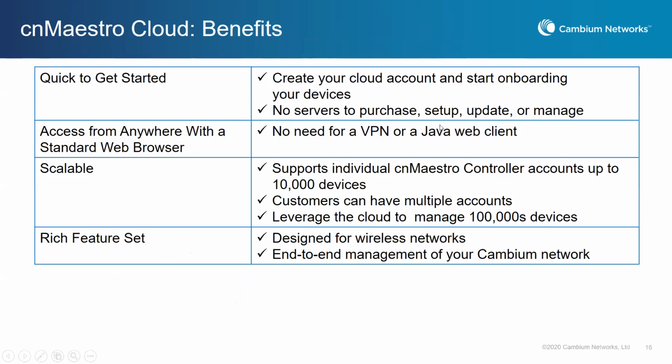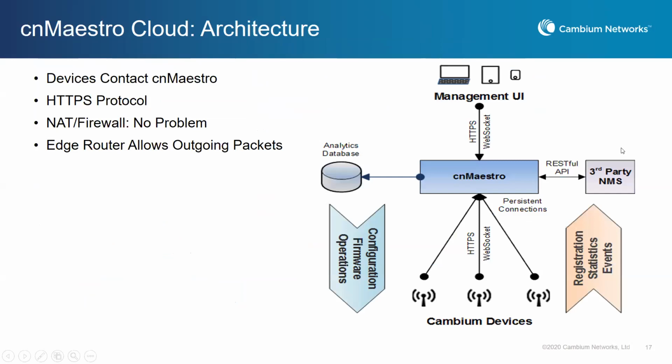CN Maestro has quite a number of benefits. Among them is the fact that it's easy to use. You simply need to create a cloud account, and it's accessible from any browser. It's also very scalable, so it allows you to expand the network. This diagram explains the architecture of the CN Maestro cloud, where you can see clearly the Cambium APs are connecting to the cloud controller.